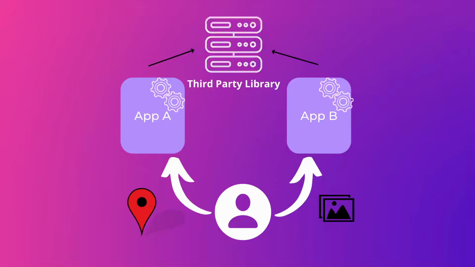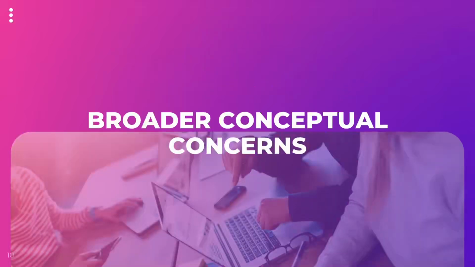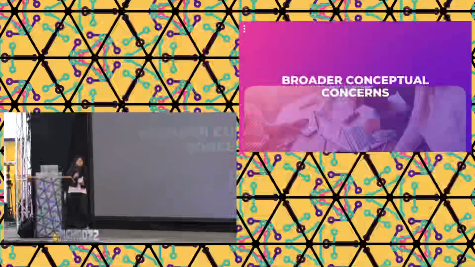Okay, thank you. So that is something which is happening, right? Like libraries collecting data or apps interacting with each other. And these are active problems which Android is trying to figure out how to solve as a platform. But I think there are broader conceptual concerns as well when it comes to privacy.